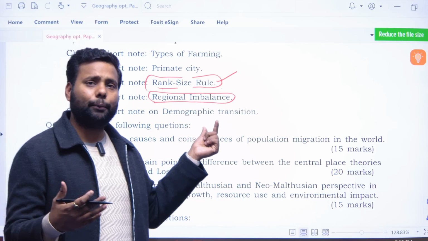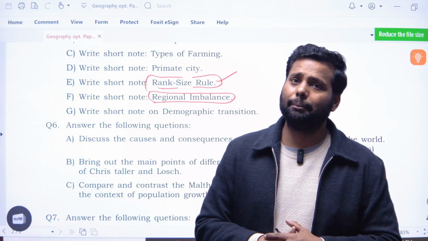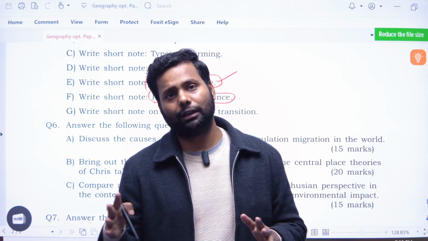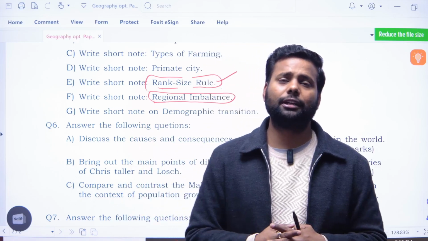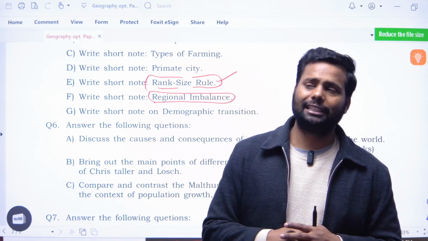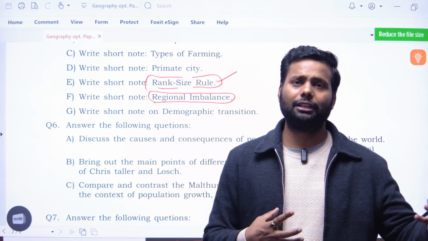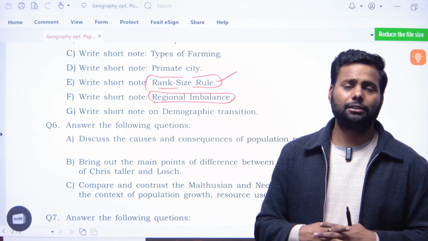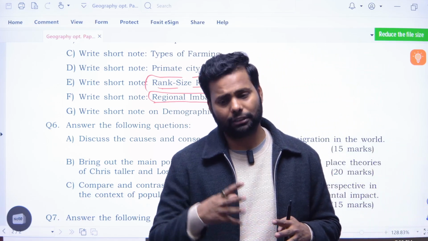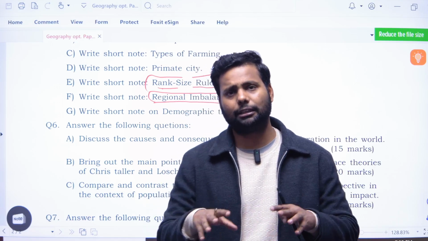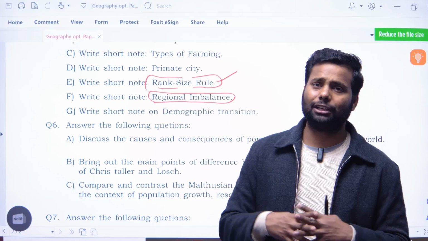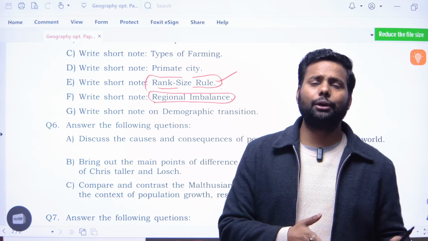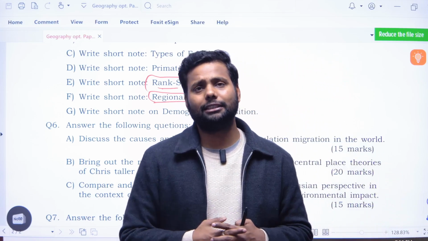Regional imbalance, why? Because there are so many reasons for regional imbalance. One of the major reasons is natural factors, because the physiographic settings in a particular nation are varied. Somewhere there is a mountain, somewhere a plateau, somewhere a plain, somewhere a tough terrain, somewhere a facility of irrigation, availability of fertile lands and water, somewhere a drought-prone area, somewhere an area in the rain shadow, and somewhere the areas are receiving more rain.